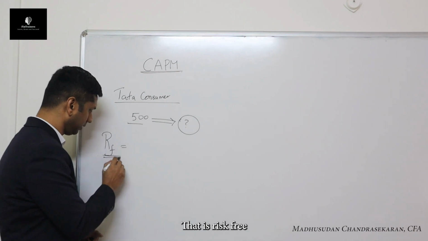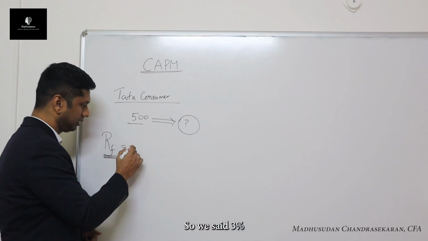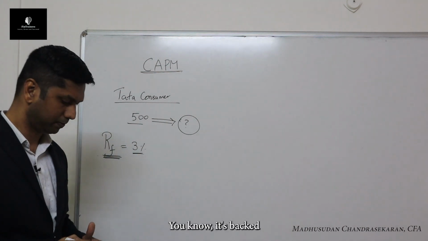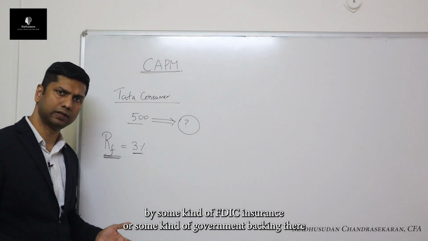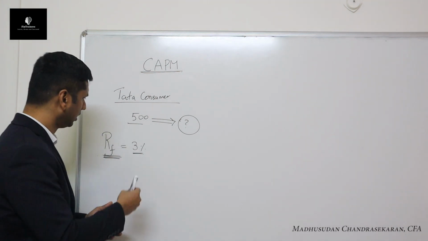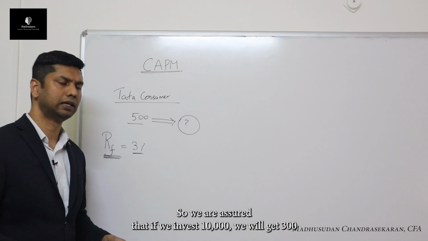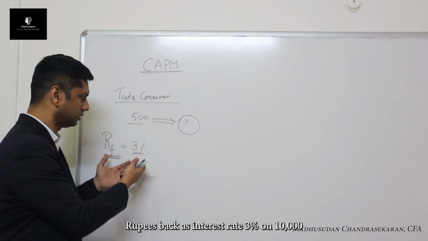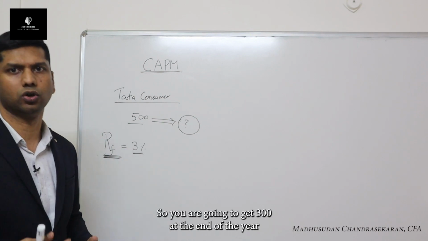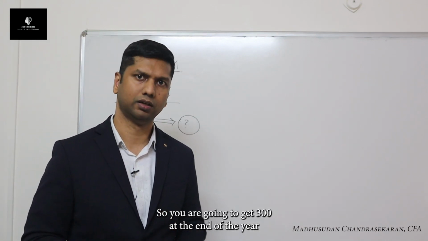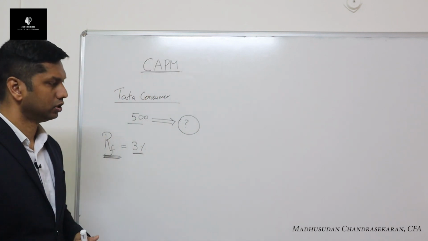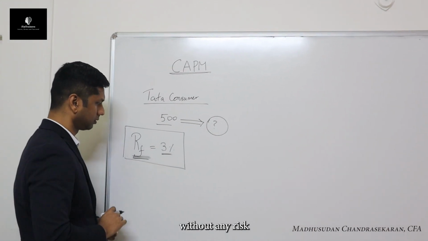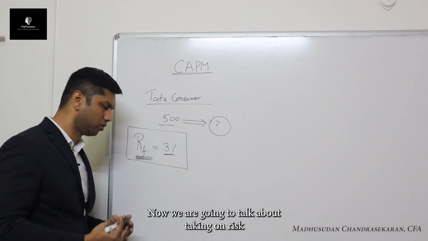That is risk-free. So we said 3% was the savings bank interest rate. It's backed by some kind of FDIC insurance or some kind of government backing. So we are assured that if we invest 10,000, we will get 300 rupees back as interest, right? 3% on 10,000, so you're going to get 300 at the end of the year. That is without any risk.